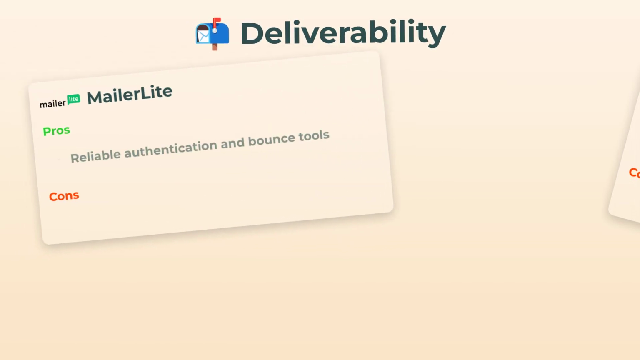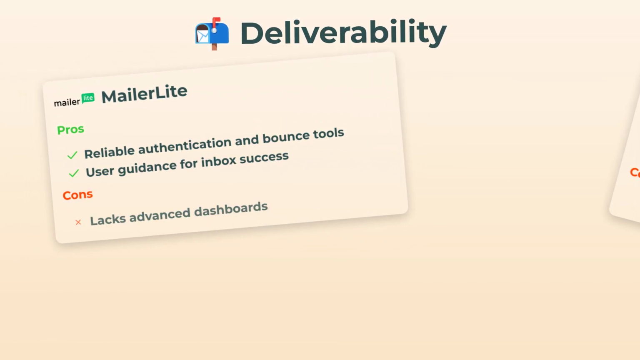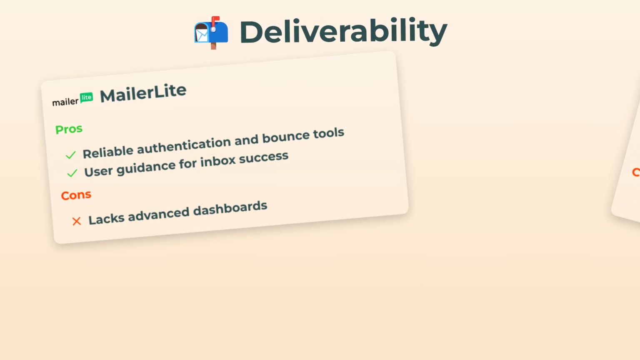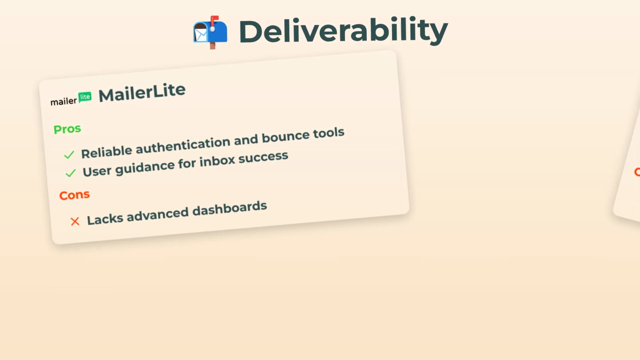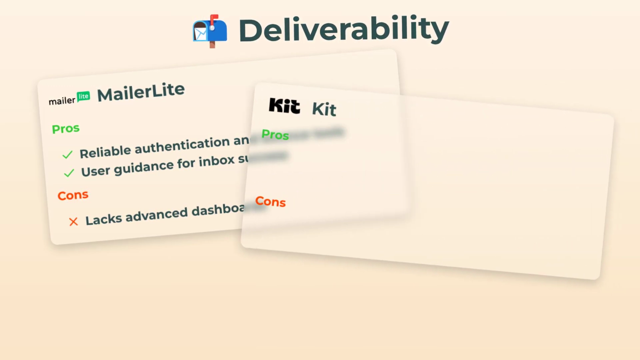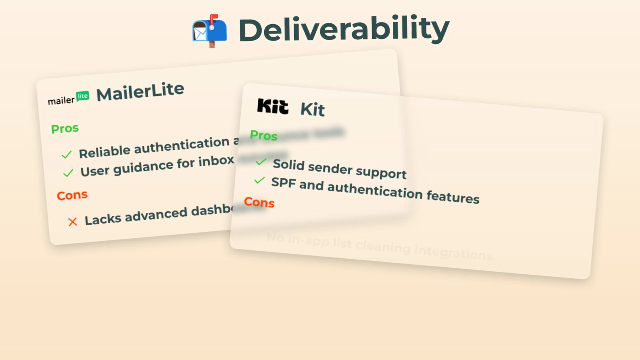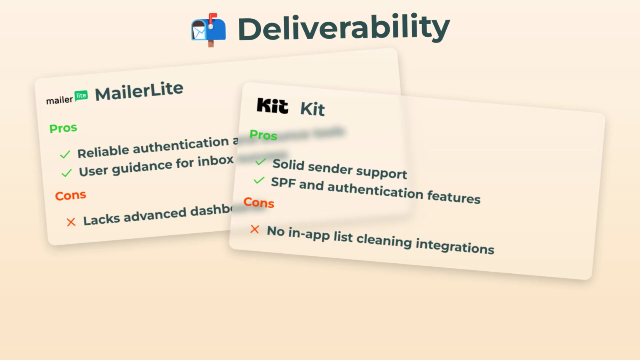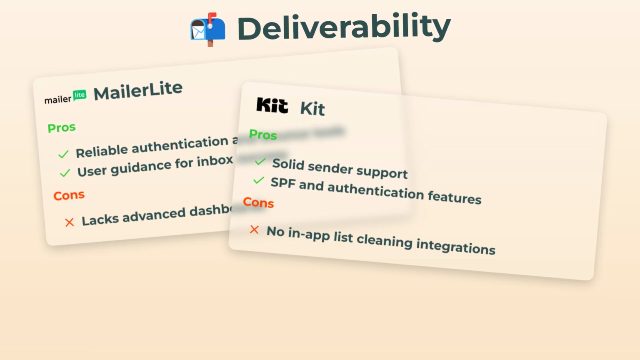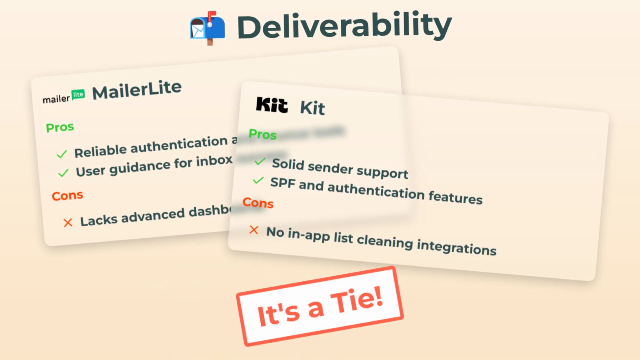Now for deliverability. MailerLite gets you solid results, good authentication, bounce handling, and helpful guides to keep your emails landing where they should. The analytics here aren't super advanced, but for most folks, that's not a deal breaker. Kit is reliable too, with strong sender reputation support and all the key authentication built in. Could they both use fancier dashboards and extras like built-in list cleaning? For sure. But honestly, both platforms get the job done here, so I'd call this one a tie.